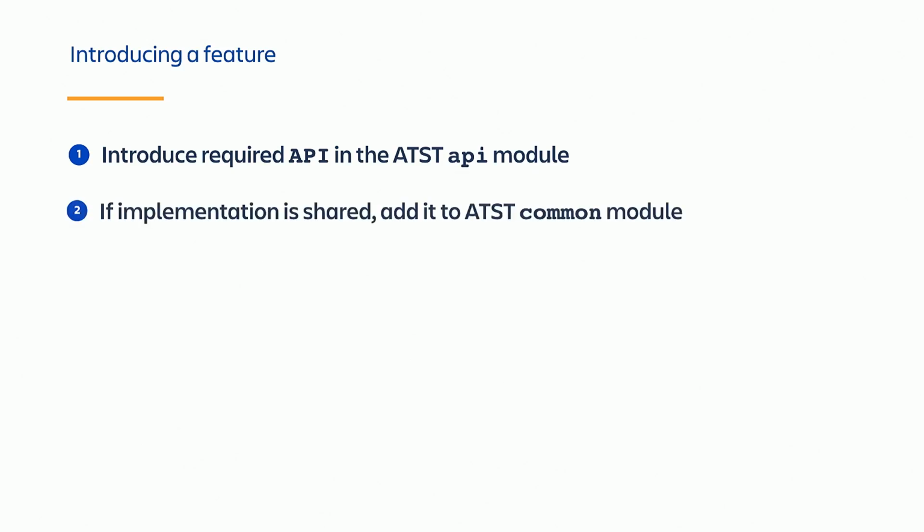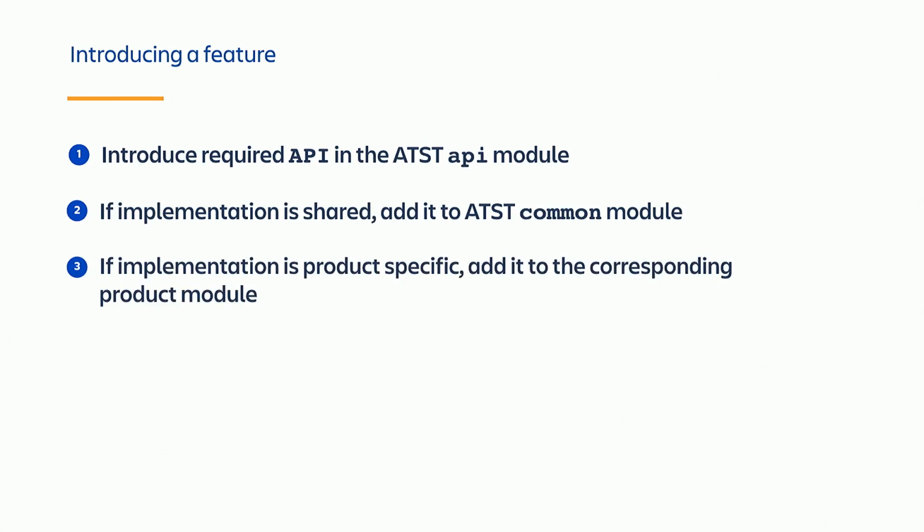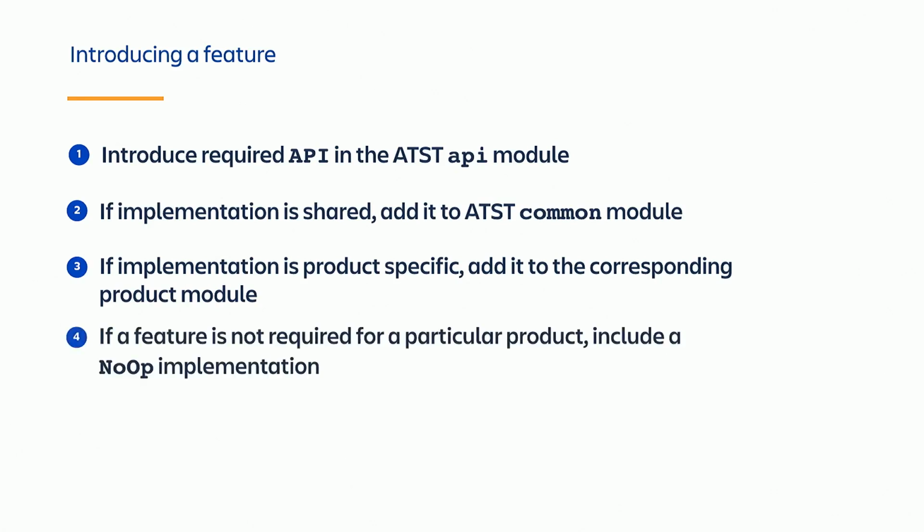Now, if you're super lucky, you can maybe implement this feature in a totally product-agnostic way. This can happen if you rely on SAL, which is the shared access layer, or libraries that are implemented by every product. In that particular case, we can just add our implementation to common. Now, more often than not, you will have some product-specific code, and so we will actually add the implementation in a product-specific way to the corresponding product module. If a feature is not required for a particular product, we include a no-op implementation.